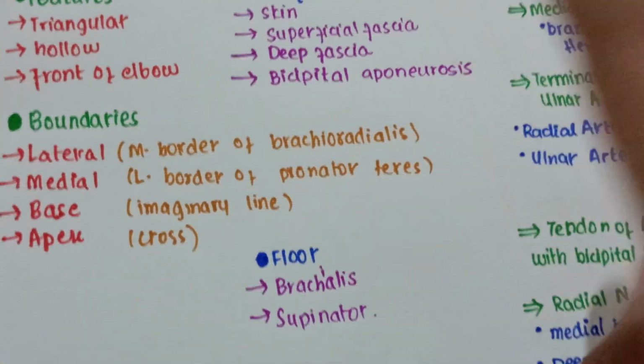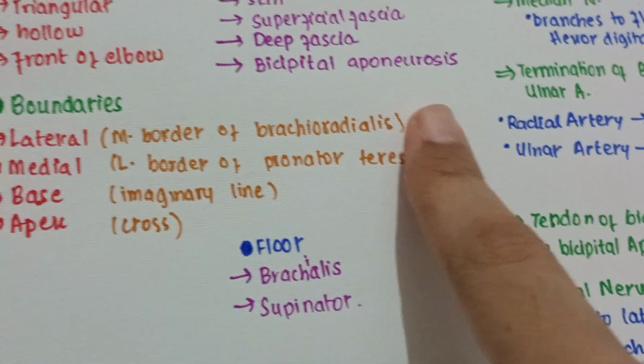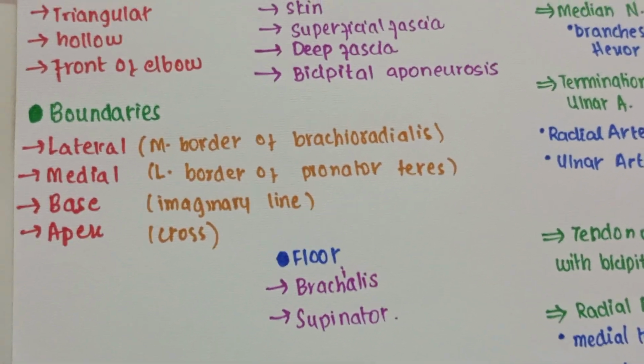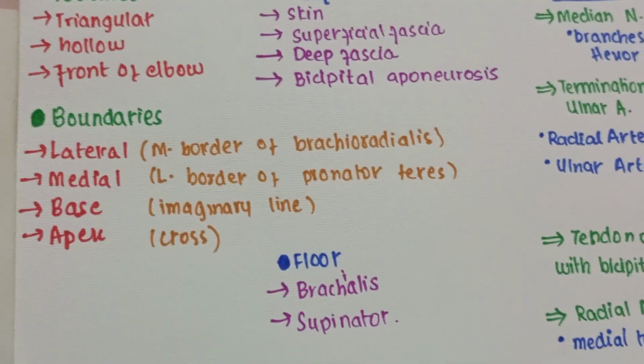The floor consists of two muscles. One is the brachialis muscle and the other is the supinator muscle. So now let's discuss all this again with the help of another diagram.